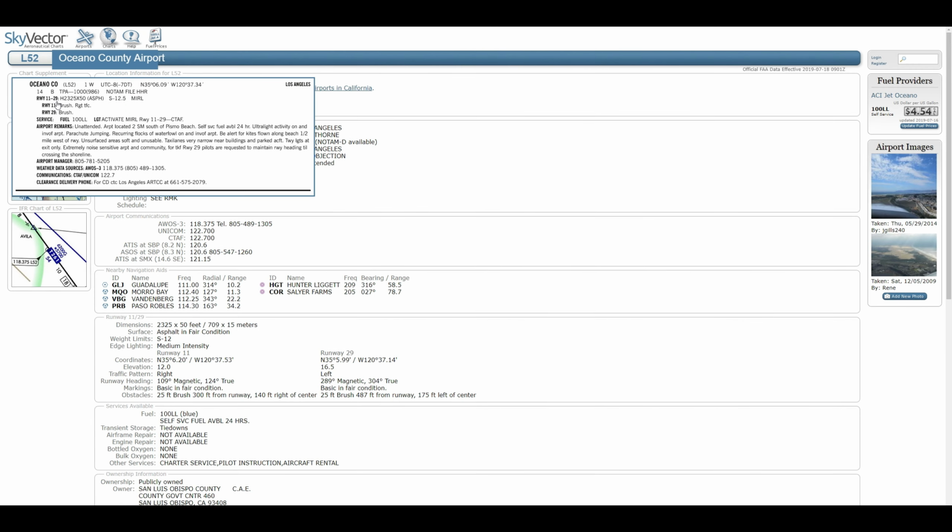In this case, for Oceano, which we flew from in episode 1, we can see that runway 29 says nothing other than brush. So that means it is left-hand patterns. But runway 11 says right traffic.